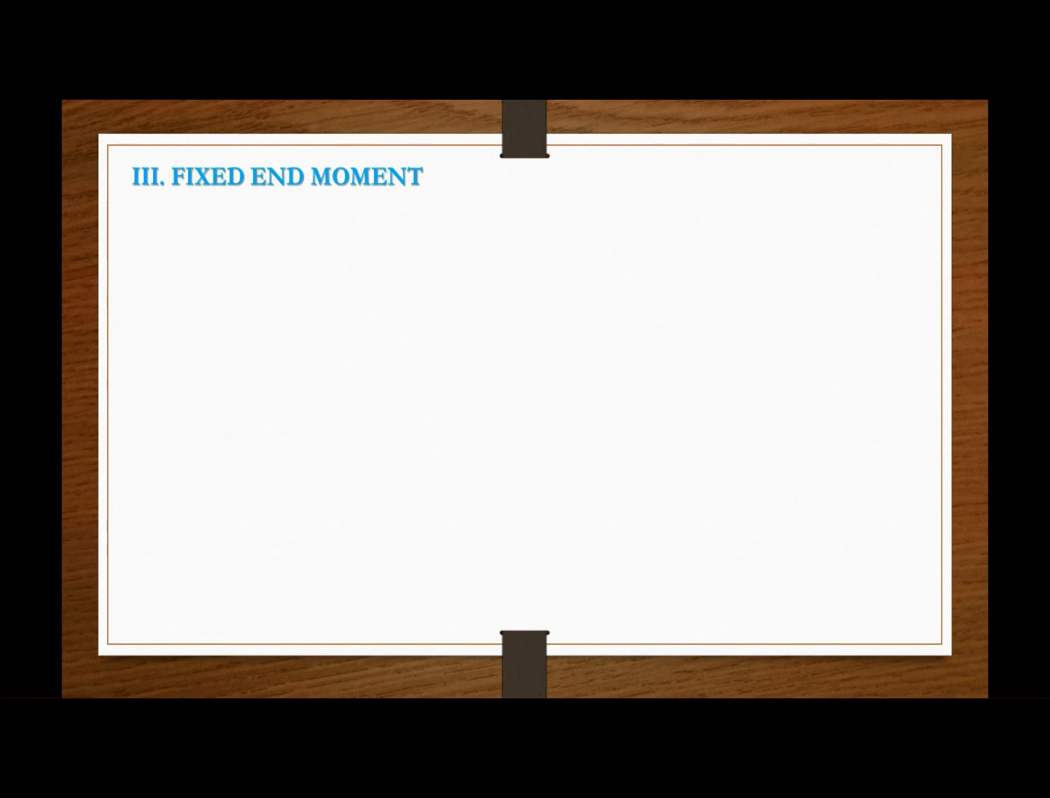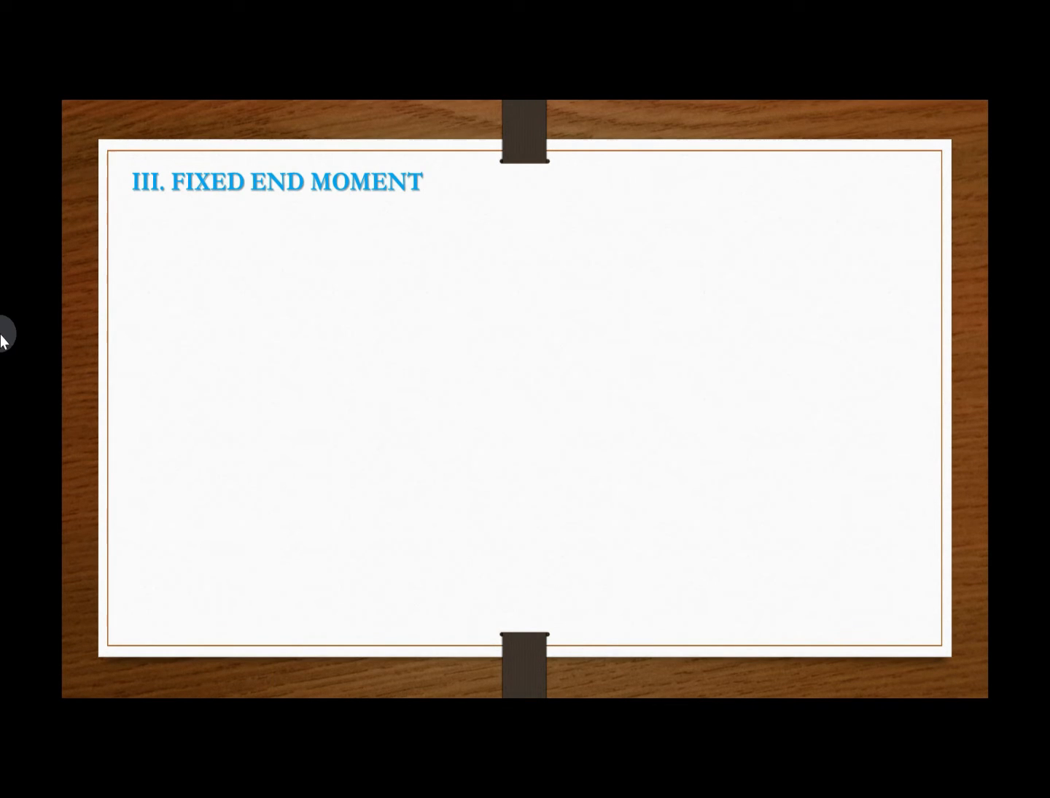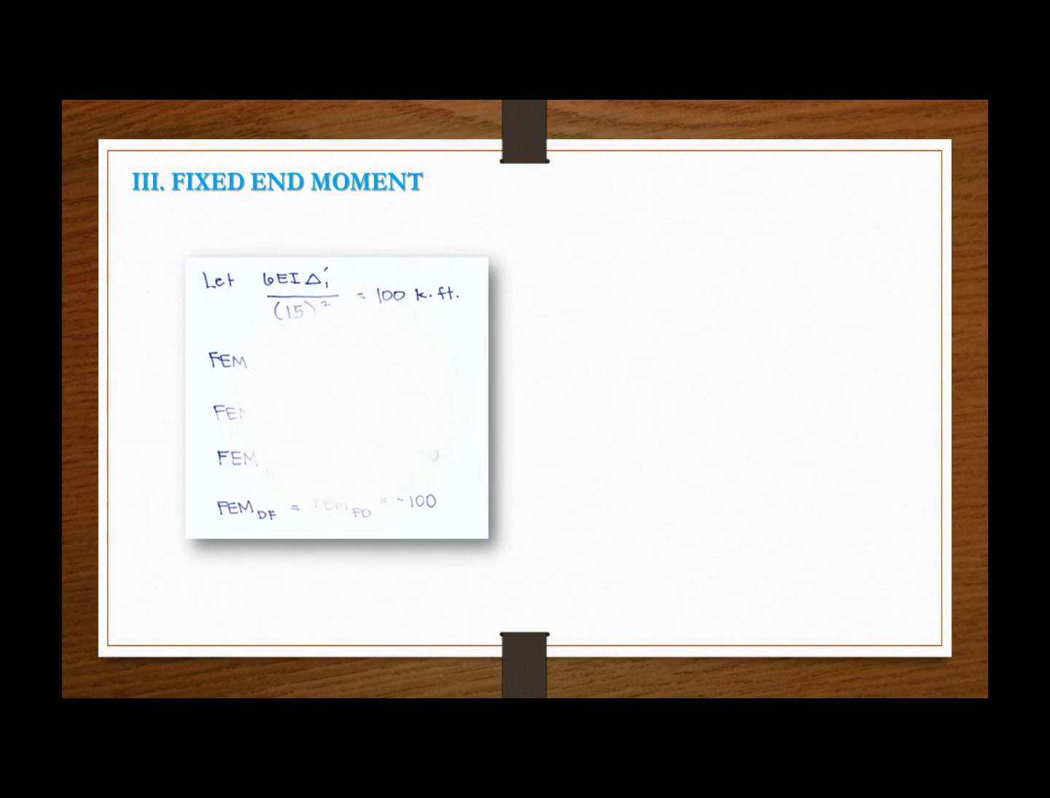Next, our third step in solving for the moment distribution factor is the fixed end moment. So, let 6EI delta 1 over 15, which is our length, squared. So, saan nakuha itong formula? Nakuha ito sa base sa binigay ng professor, equals to 100. So, we assume na 100 kips-feet.